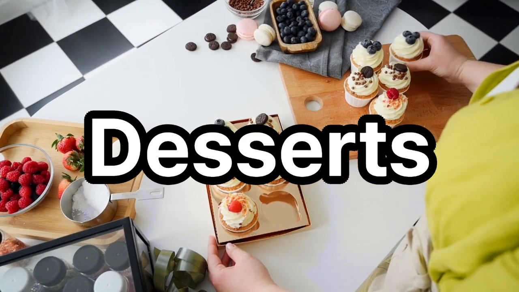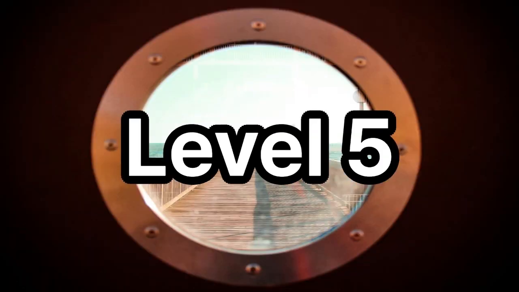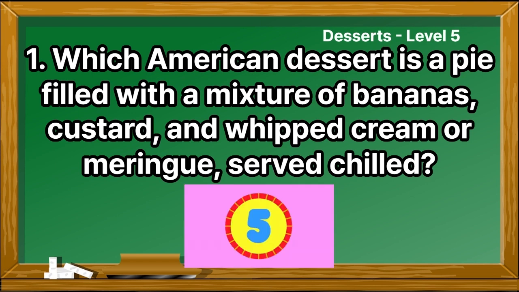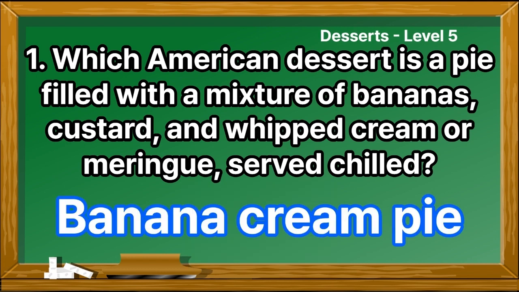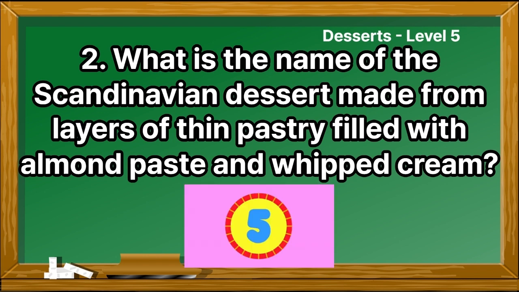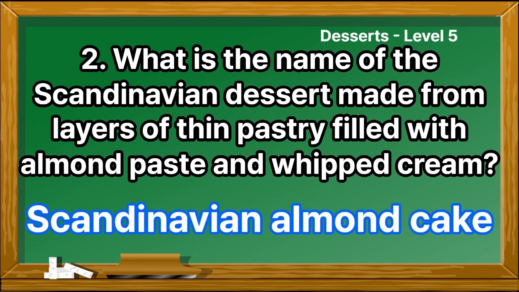Desserts. Level 5. Which American dessert is a pie filled with a mixture of bananas, custard, and whipped cream or meringue, served chilled? Banana cream pie. What is the name of the Scandinavian dessert made from layers of thin pastry filled with almond paste and whipped cream? Scandinavian almond cake.